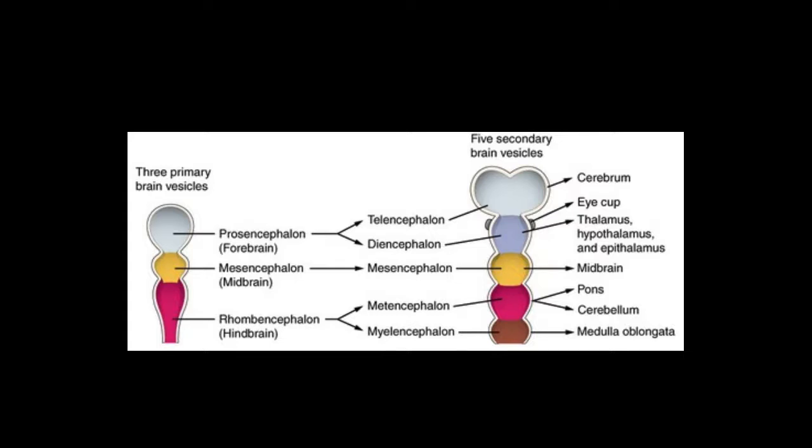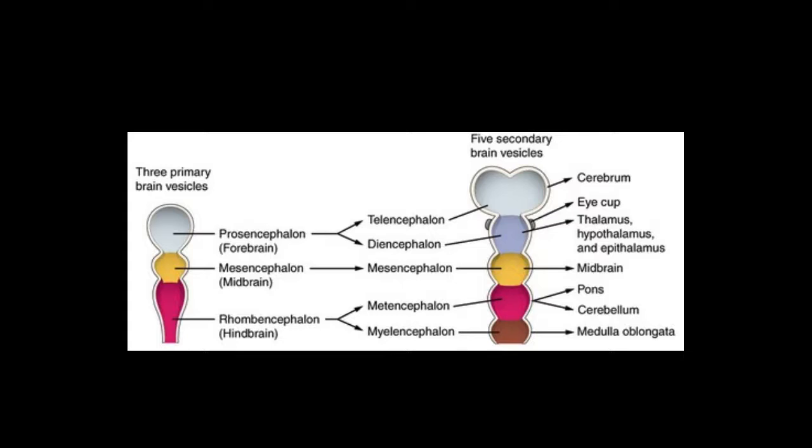The back one, the rhombencephalon, becomes the metencephalon and the myelencephalon, which altogether forms what we often think of as the brainstem, the medulla, cerebellum, and pons. The mesencephalon stays as the mesencephalon. The prosencephalon splits up into the diencephalon, which will become the thalamus, hypothalamus, and epithalamus. We're not going to worry about the epithalamus.